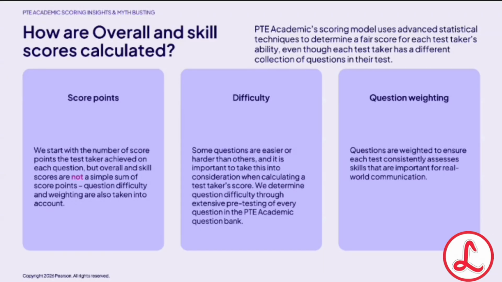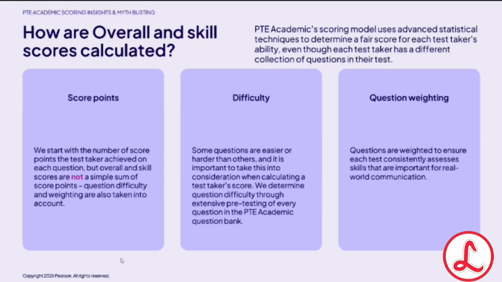Then the last part of that puzzle is we also look at the weighting of the questions. So certain question types are weighted to make sure that we have this representation of real world communication skills in the test, so that there's emphasis on the skills that really matter. So you'll see later, I'll talk about how different question types are weighted, and that gives you an idea of what's being emphasized in scoring and what carries a lot of importance in scoring.